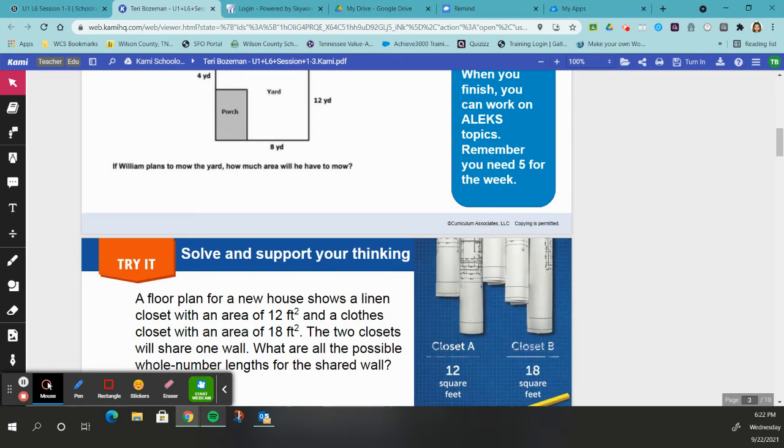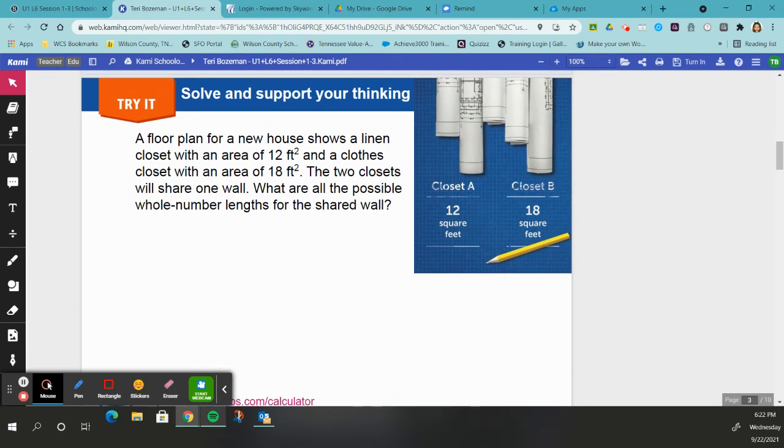All right, let's move on to our try it problem. If you're following along in your textbook instead of working this online, that's perfectly all right. This would be on page 109. So with this try it problem, it says a floor plan for a new house shows a linen closet with an area of 12 feet and a clothes closet with an area of 18 feet. The two closets will share a wall. What are all the possible whole number lengths of the shared wall?